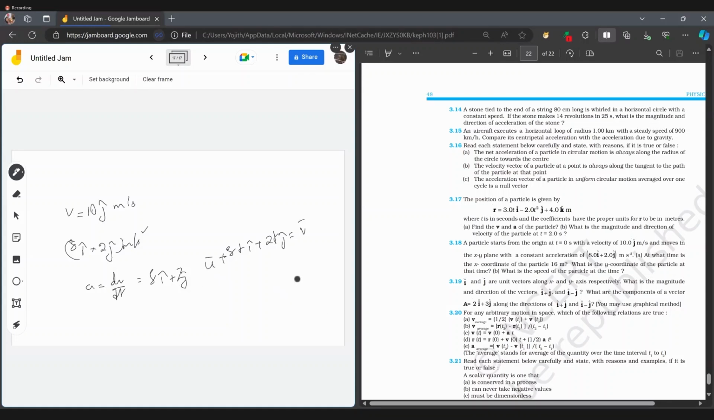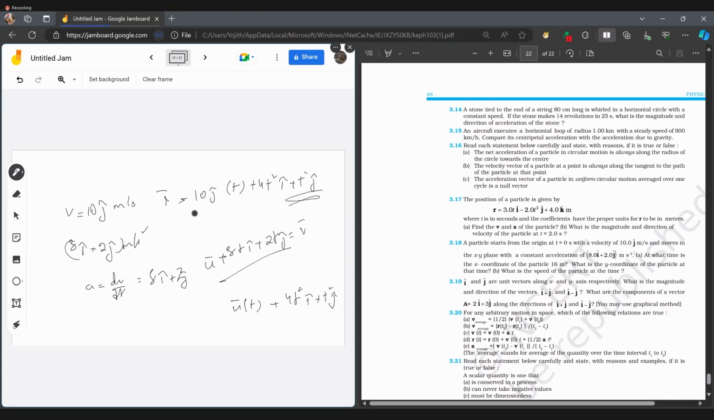Now, to find displacement, I'll integrate this. I'll be getting initial velocity into t plus 4t square i cap plus t square j cap. The initial velocity is 10 j cap, so 10 j cap into t plus 4t square i cap plus t square j cap. This is our displacement vector at time t.